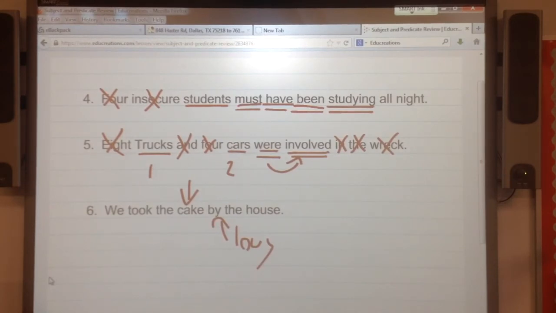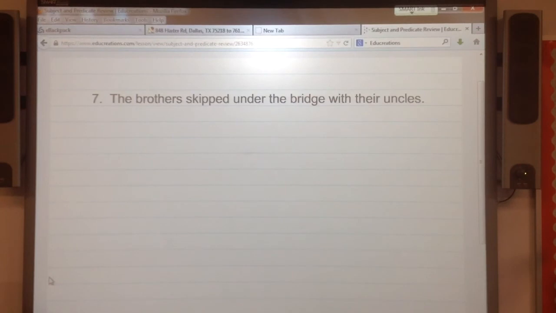So, let me look at this again. Is there an action in this sentence? Yes, there is. There's a verb I recognize, took. That's a verb. The cake didn't took. Who took? Or what took? And I see we took. And I have a very simple subject and very simple predicate. We and took. Here is your next sentence.